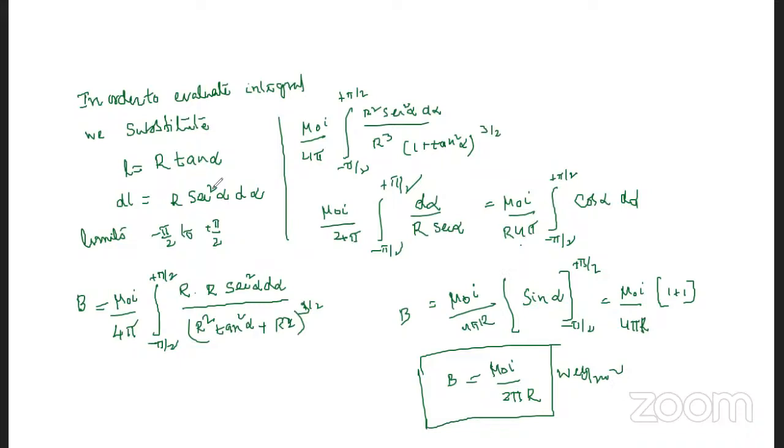From that, dl becomes r into secant square alpha d alpha. If you substitute these values, we get mu naught I by 4 pi r into 2. So we have got B is equal to mu naught I by 2 pi r. This is the magnetic field due to a long straight conductor carrying a current I. These are the three topics which we have covered. Okay, in the next class we'll see some more. So we'll stop here.